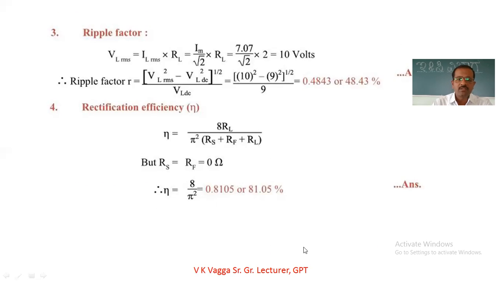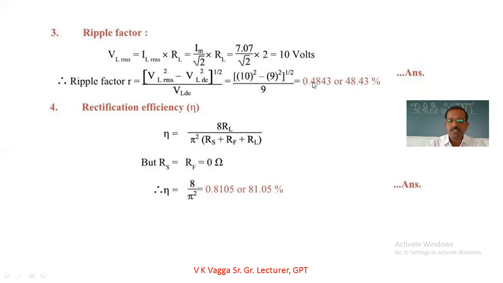So it is to be placed in this equation. VLRMS is equal to 10 volts, so it is 10 square. VLDC has been calculated as 9, so it is 9 square. The whole to the power of 1 by 2 means under root, whole divided by 9. After simplification you are going to get 0.483. If it is multiplied by 100, you can get it in terms of percentage, which is equal to 48.43%.